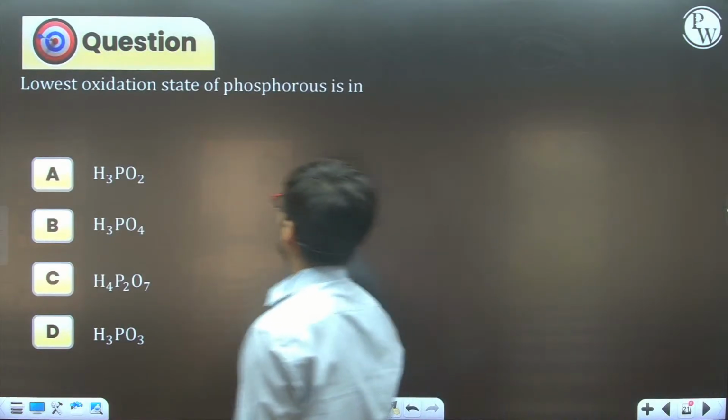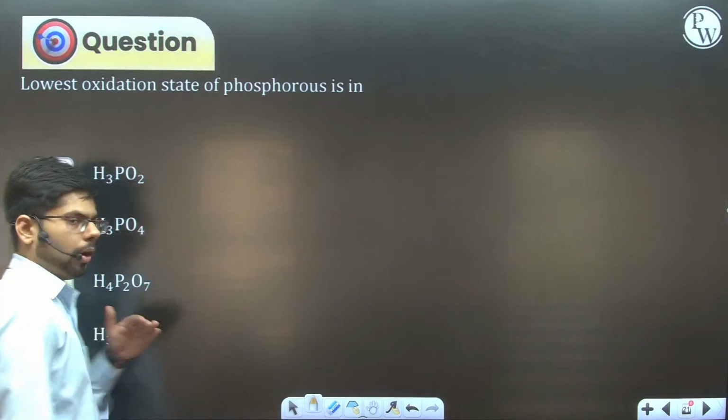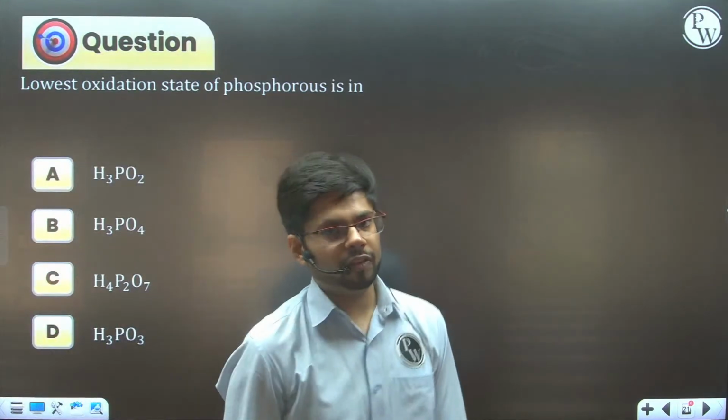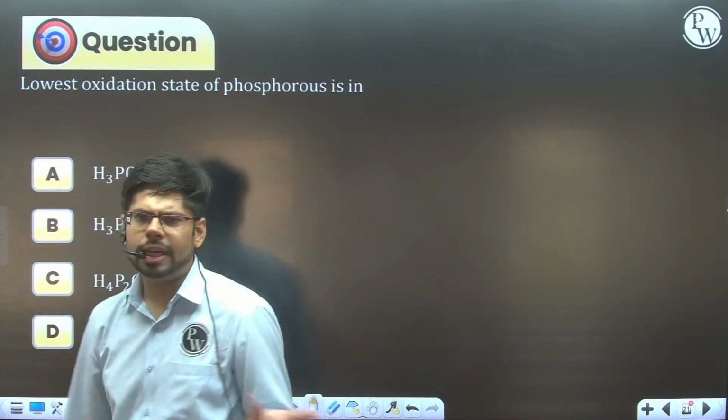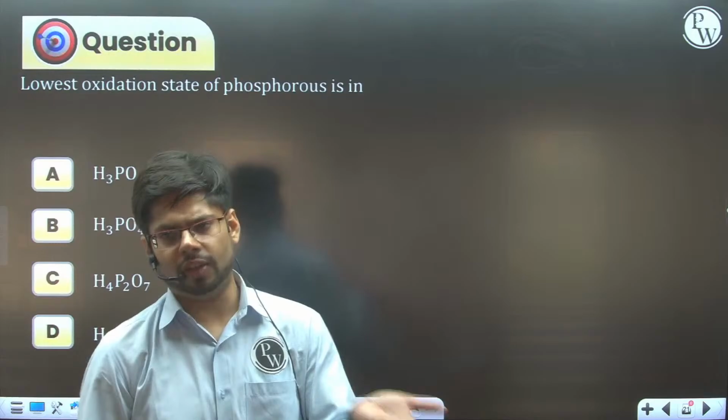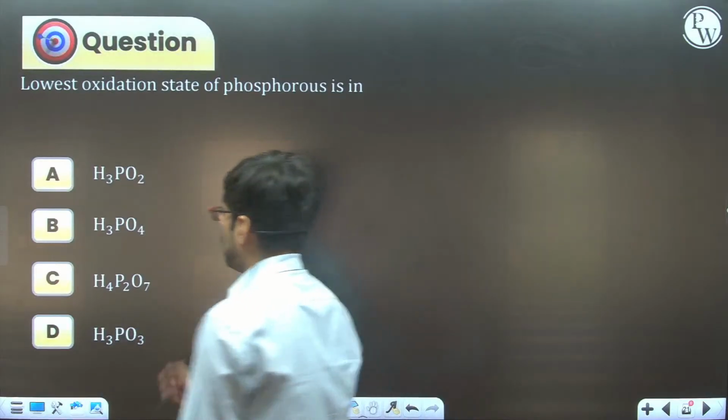Lowest oxidation state of phosphorus is in which compound? There are 4 compounds of phosphorus given to us. We have to find out the oxidation state of phosphorus in each of these 4, and then finally see in which of the following compounds phosphorus exhibits the lowest oxidation state.